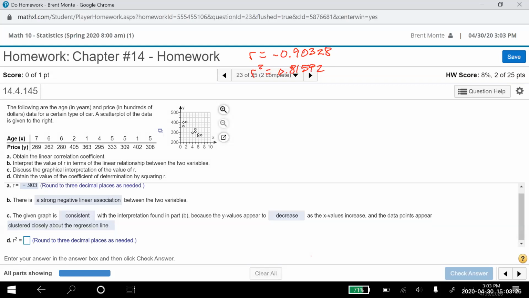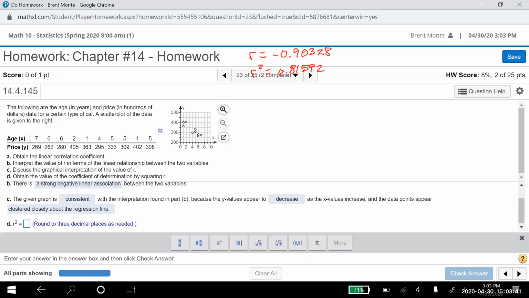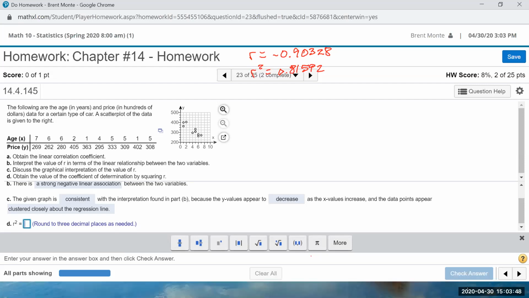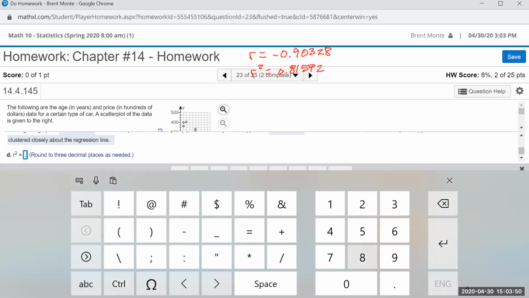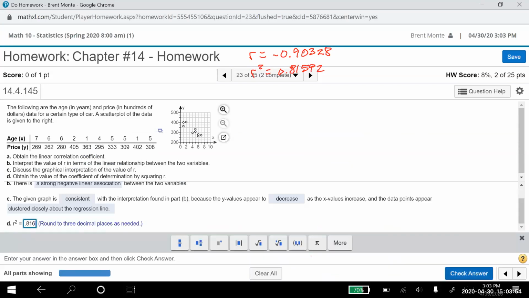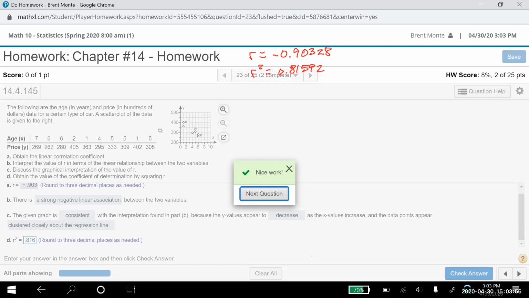Good job there. And then they ask us again, hey, what's R squared? And they said, now find R squared. Well, we already found it. We had the calculator do it for us. So we will do this. It's 0.816. And we'll check that answer. And we got that right.